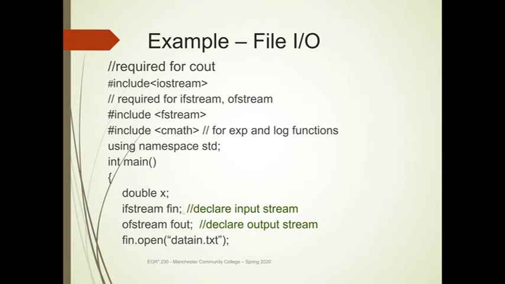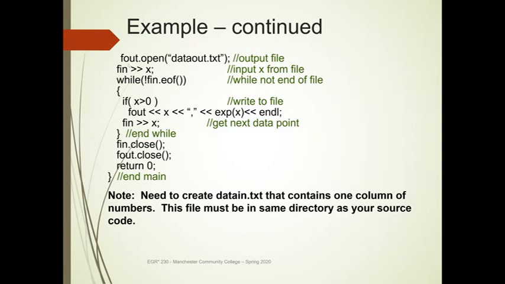So after you declare or instantiate these objects, is another term they use, you open the connection, right? So here's fin. So here's my input data file. It's called datain.txt. And the requirement when you write it like this, of course, is that data file has to be in the same directory as your C++ code. Okay, let me just continue on here. The next thing we do in this program is we open a connection to an output file, dataoutput.txt. Okay, so now we have a connection to the input data file and the output data file.